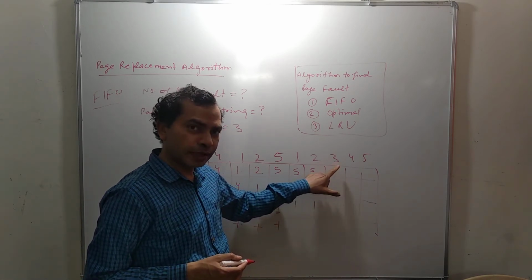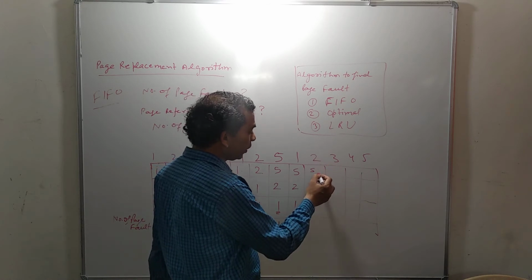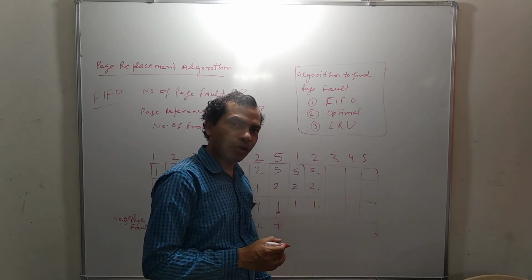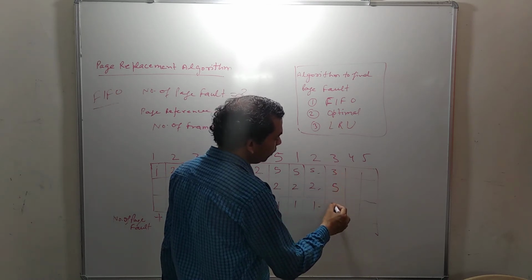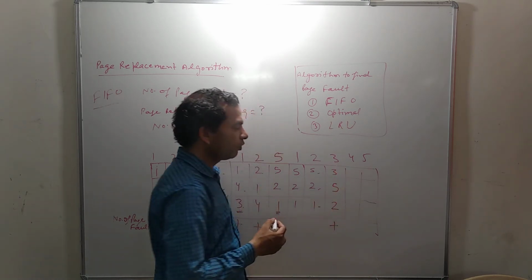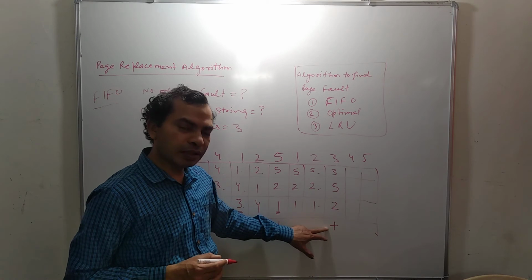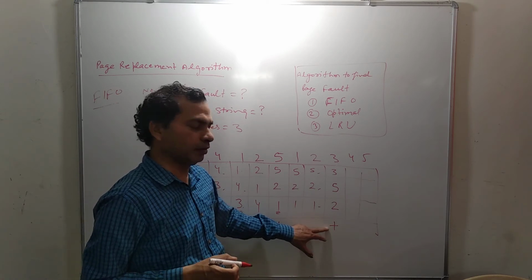Again 3 came, and we see that 3 is not present in the memory, but 1 is the first page. So this will be replaced here. So 3 5 2 will be presented here, and the page fault will occur here, and we are representing this page fault by the plus symbol again.